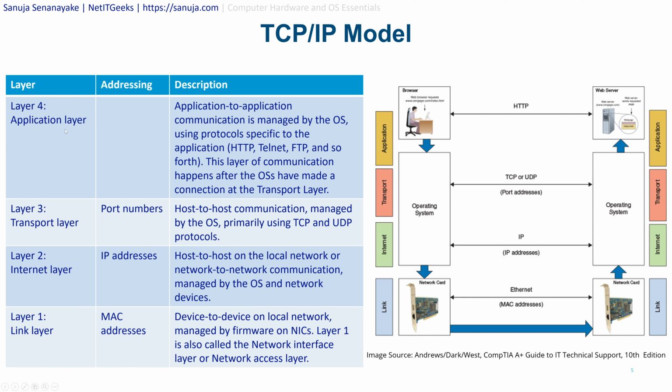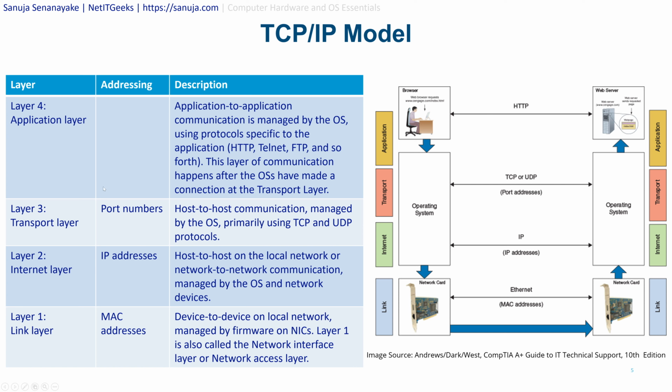Layer 4, which is the application layer, allows application to application communication that is managed again by the operating systems using protocols specific to applications. Those include HTTP, Telnet, FTP, SSH, etc. This layer of communication happens after the operating systems have made a connection at the transport layer. So each layer actually depends on the layer below.